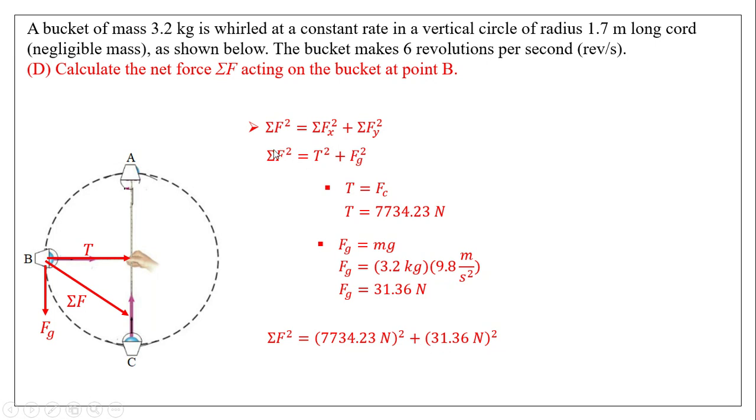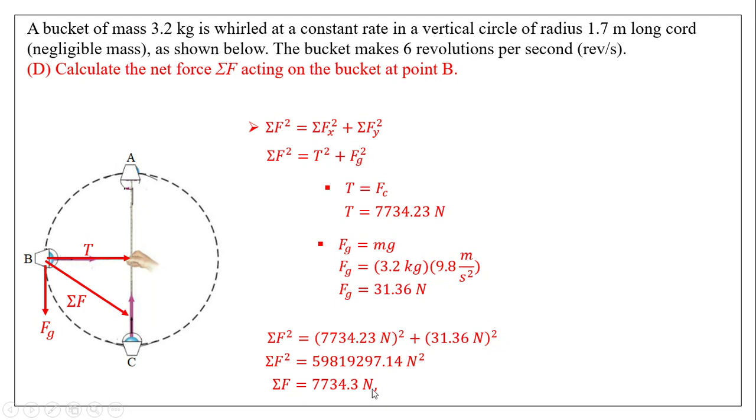So here, what I've done is I've just carried my work down. Net force squared equals T squared plus F of g squared. Well, I know what T is, which is 7,734.23. There it is. I want to square that. I want to add it to F of g, which is 31.36 squared. So if you plug all this in, you should get a massive number, right? This is 9297.14 newtons squared. And then to solve for net force, we need to take the square root of both sides. If you take the square root of both sides, you get about 7,734.3 newtons.